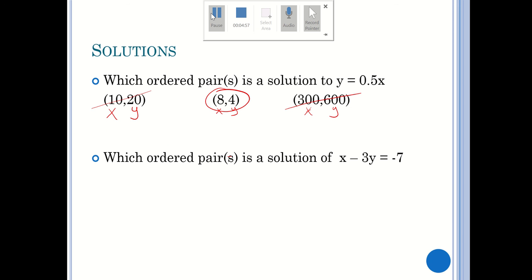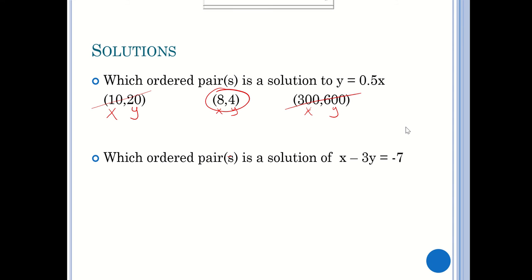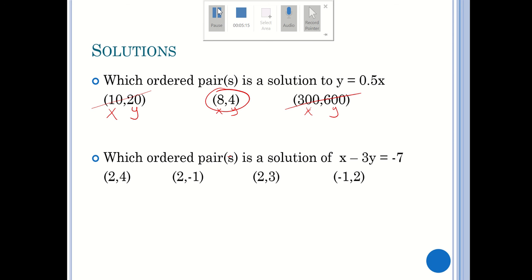How about you try this one on your own? Which ordered pair is a solution to this equation? x minus 3y equals -7. And here are the ordered pairs right there. Try that one out on your own. Which of these ordered pairs is a solution to that equation? Pause the video now and try this problem out.